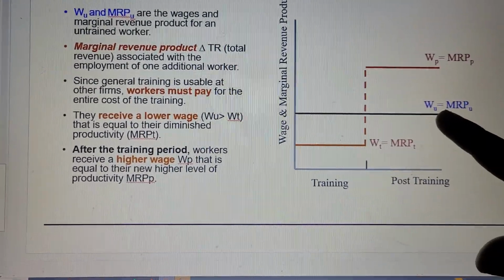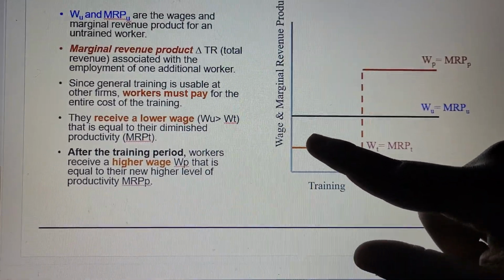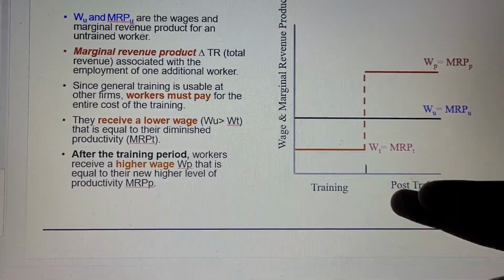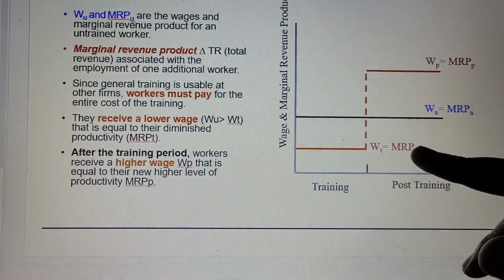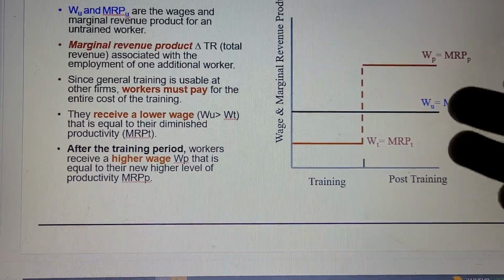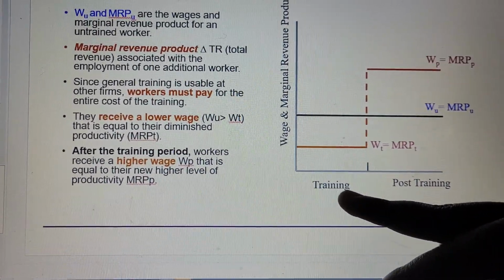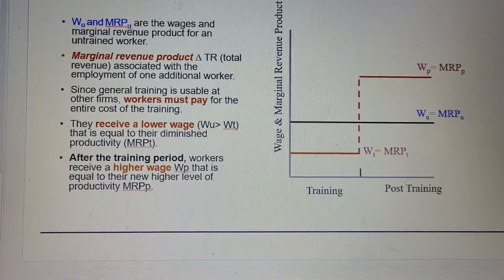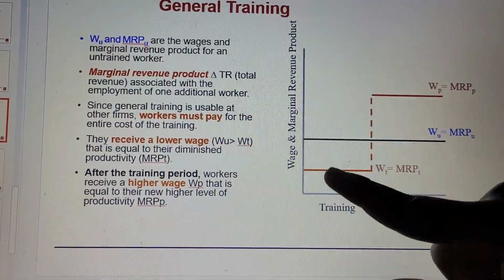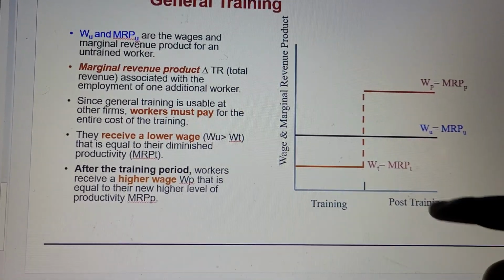This is a starting point. And what happens when you start training? This drops. Why would your wages drop when you start training, right? Well, this is because your productivity, your marginal revenue product, also drops and they're equal to each other. And so they lower your wages during training, which is pretty unfair because for general training, you have to pay for it for yourself because it can be used in other firms and it's not just specific to the firm that you're training in. But yeah, so it drops down to here during training, and then post training, what happens?